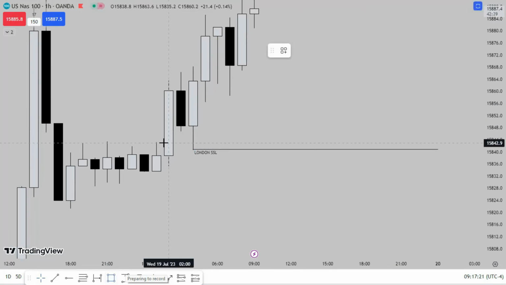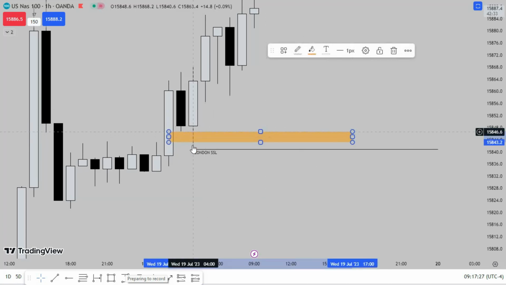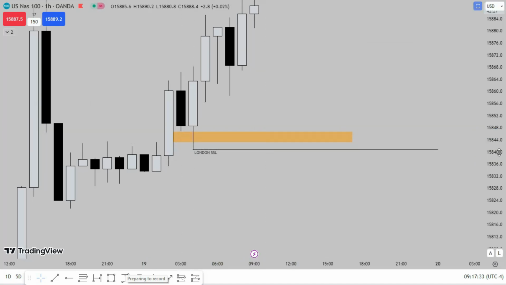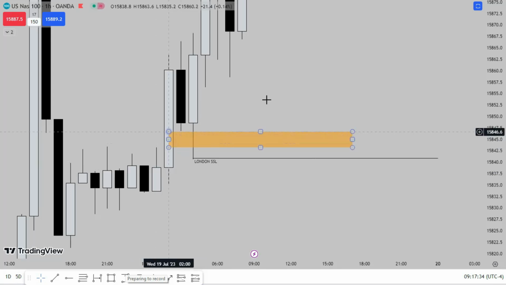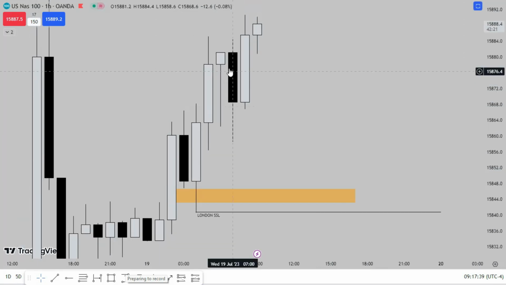And we've got this fair value gap right here, which seems to have been respected because price only pierced through it, but didn't close below this fair value gap low. So this fair value gap has met its time. Therefore, it did or has done what it was meant to do. That makes any sense.